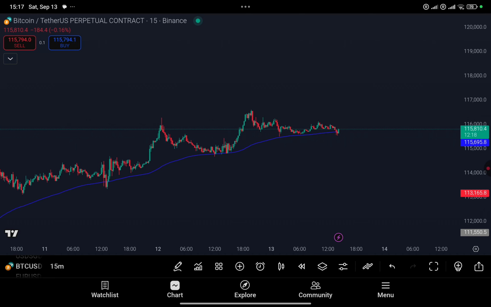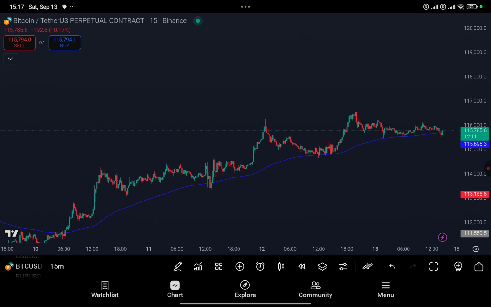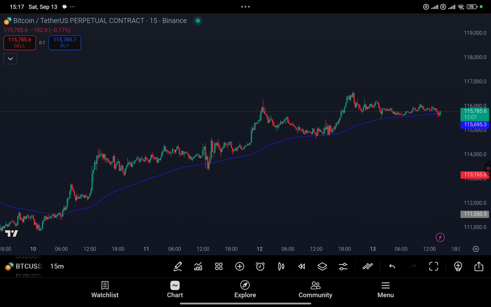What do you think about this strategy? It's very, very simple actually, and it's a beginner-friendly trading strategy. Go ahead and try this out and see if it will get you started on your trading journey in cryptocurrency and so on.